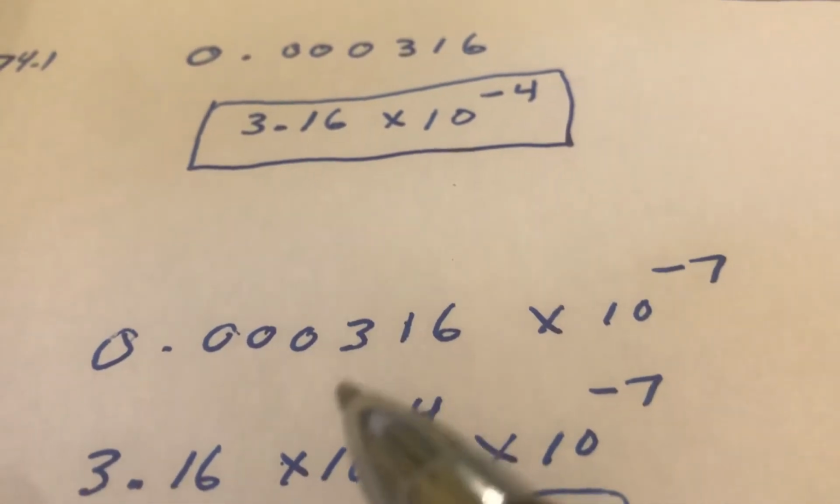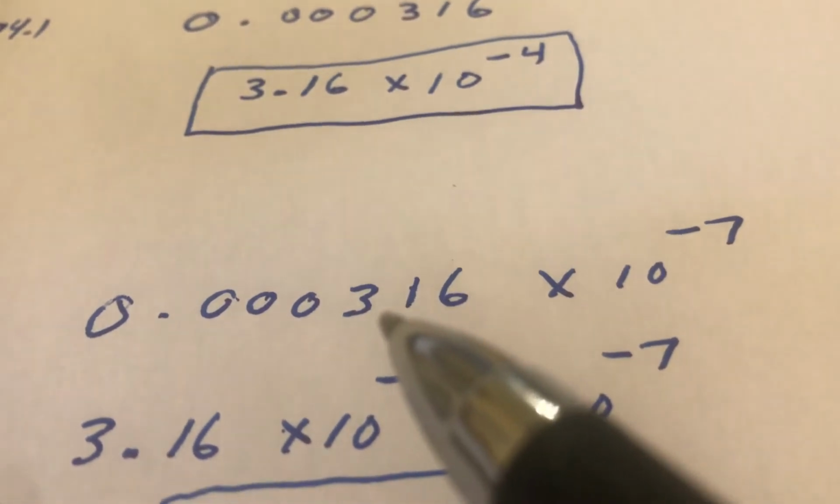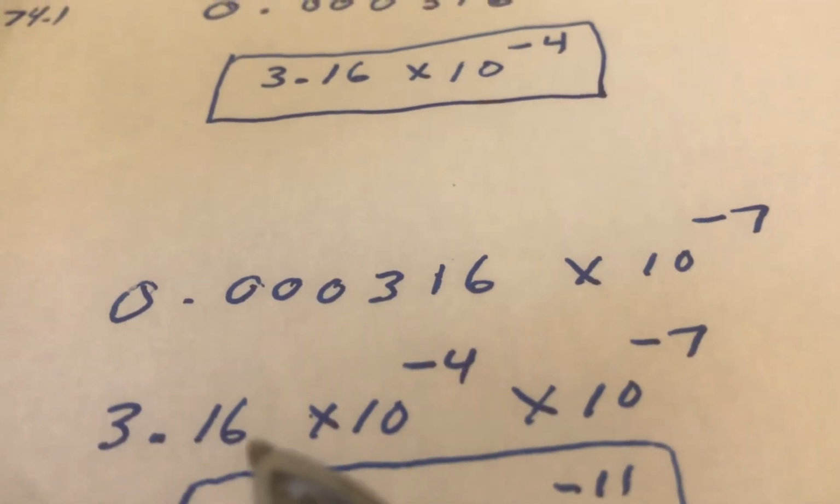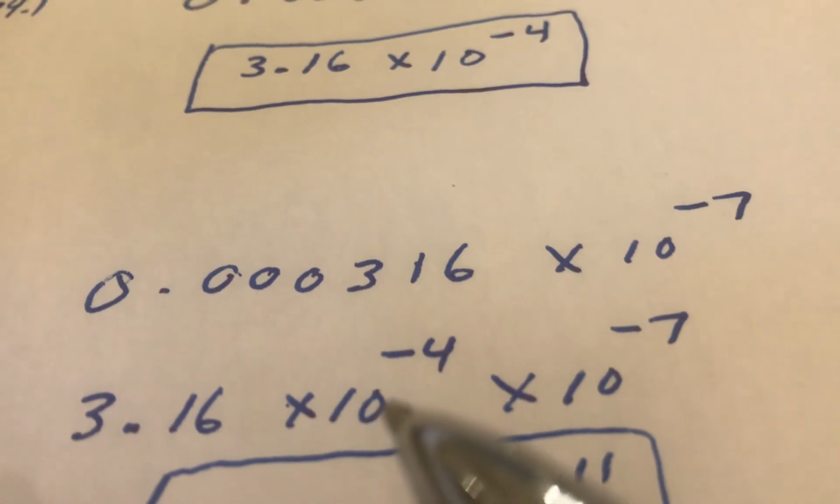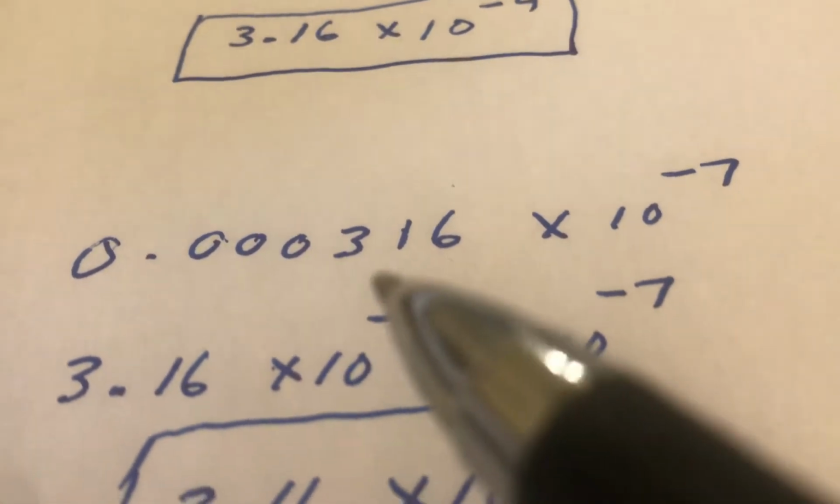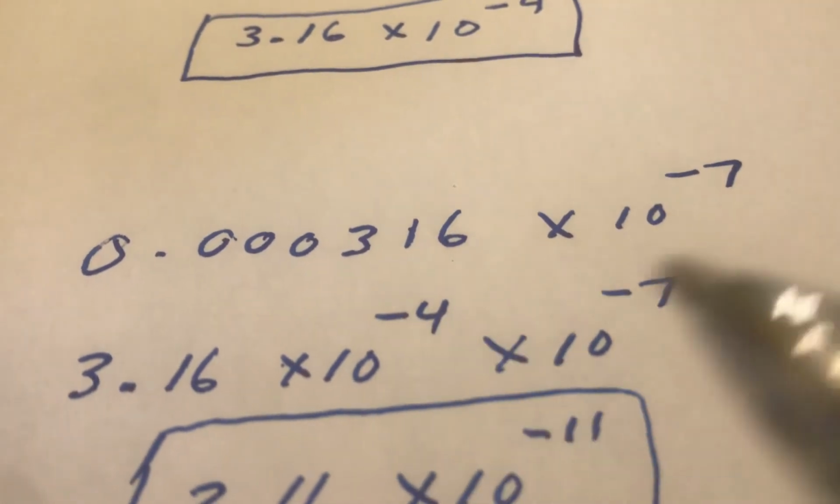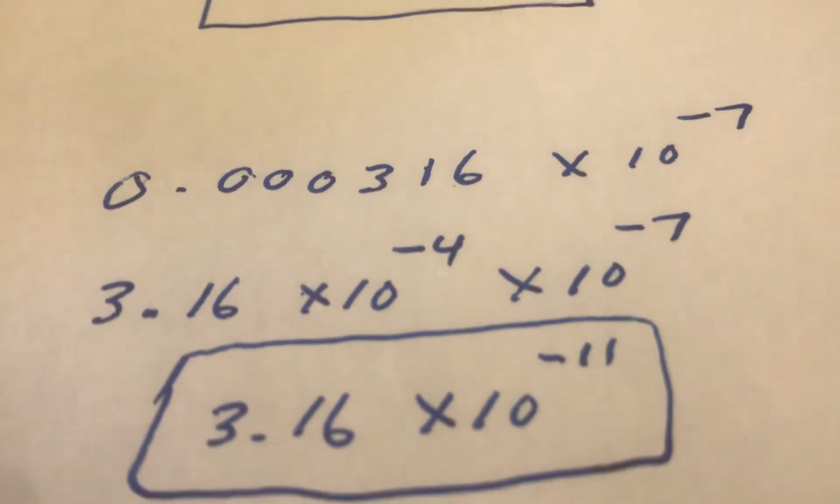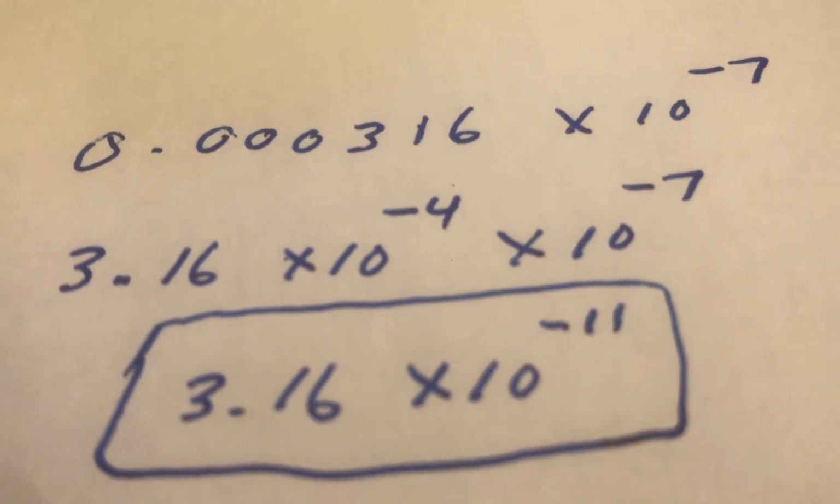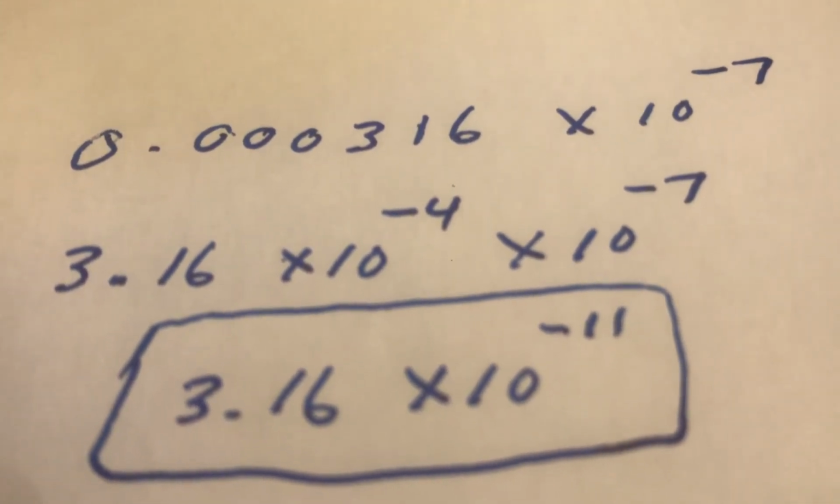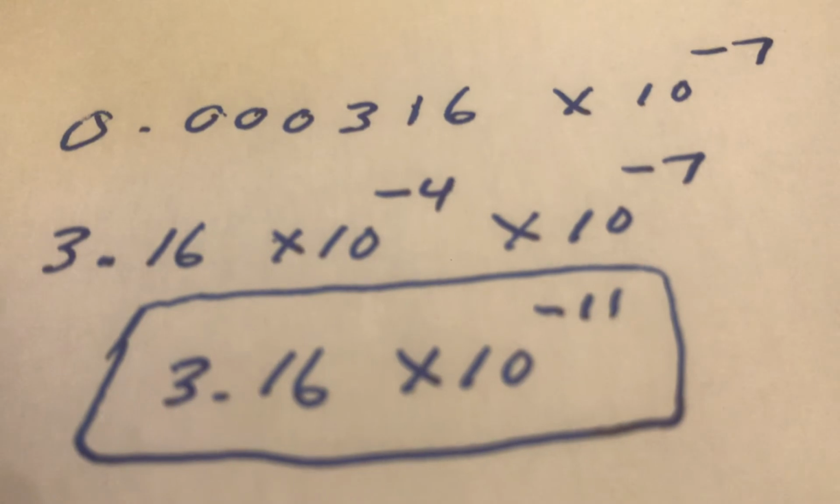So once it's scientific notation, we do the same thing. 3.16 times 10 to the negative 4, right? Times 10 to the negative 7 they give you. You just add the exponents. When you multiply, you add the exponents. So in scientific notation, it's 3.16 times 10 to the negative 11.